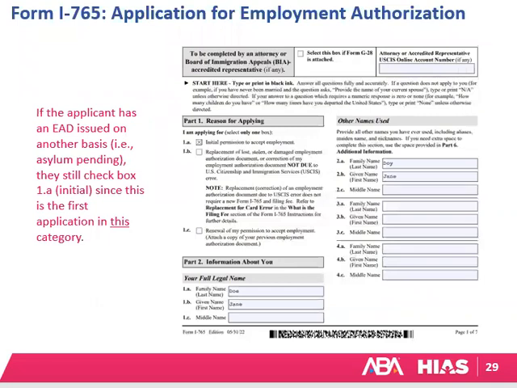Okay, now moving on, we're going to talk about the I-765, which is the application for employment authorization. This is also referred to as an EAD, employment authorization document, or a work permit.